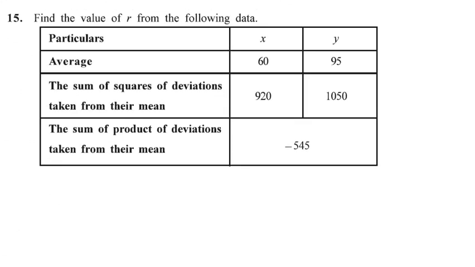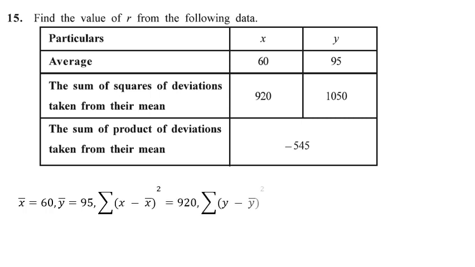Some of the exercise and today's tutorial: you have to find the value of r from the following data: averages 60 and 95, that is x bar and y bar. Sum of the squares of the deviations taken from the mean, that is summation x minus x bar square for x and summation y minus y bar square for y, and sum of the product of the deviations, that is summation x minus x bar into y minus y bar. In notations, something like this: x bar is 60, y bar is 95, summation x minus x bar square 920, y minus y bar square 1050, and x minus x bar into y minus y bar is negative 545.